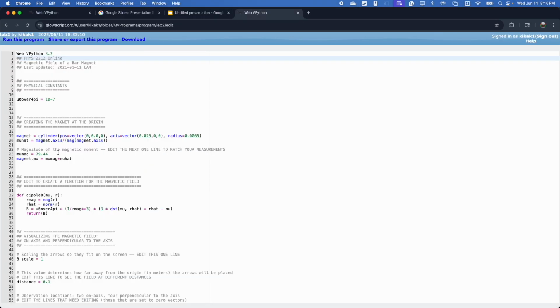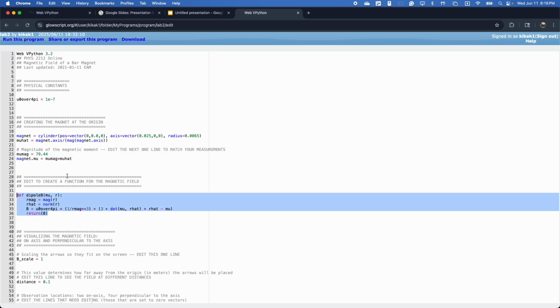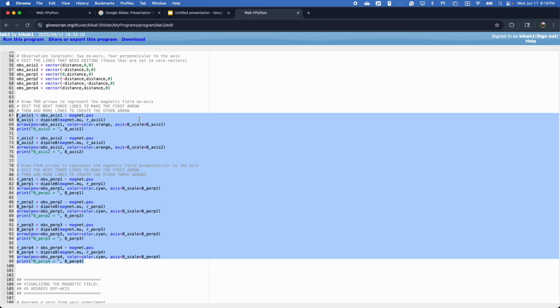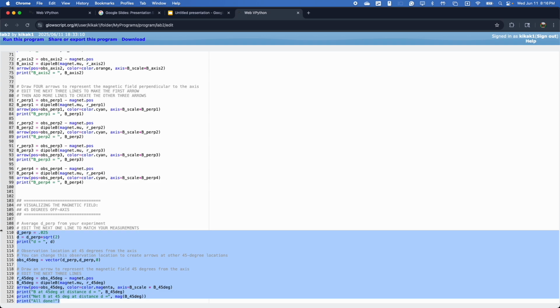Here's my code. Highlighted is the 79.44 mu that I calculated previously from my magnetic dipole moment. Highlighted is my dipole B function in accordance to the PDF formula. Highlighted is the changed vector distance observation locations that I implemented. Highlighted is the B field calculations for each of the following observation locations previously stated. Highlighted is the visualization of the magnetic field 45 degrees off axis in accordance to my experiment.